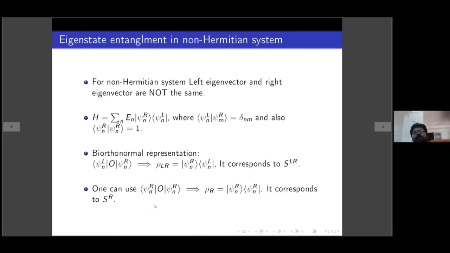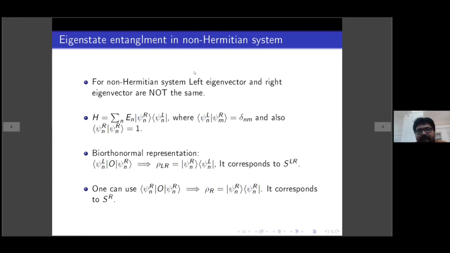Okay. Now, for the non-Hermitian system, things are slightly more complicated, because in a non-Hermitian system, we know the left and right eigenvectors are not the same. So this is slightly different from what we do in the case of a Hermitian system. As a matter of fact, if you have a non-Hermitian H, then you can write it in terms of E_n, psi_r and psi_l in this particular way, where psi_l and psi_r obey these orthonormalizations, and you can always choose your psi_r to be 1 when you have the same index.